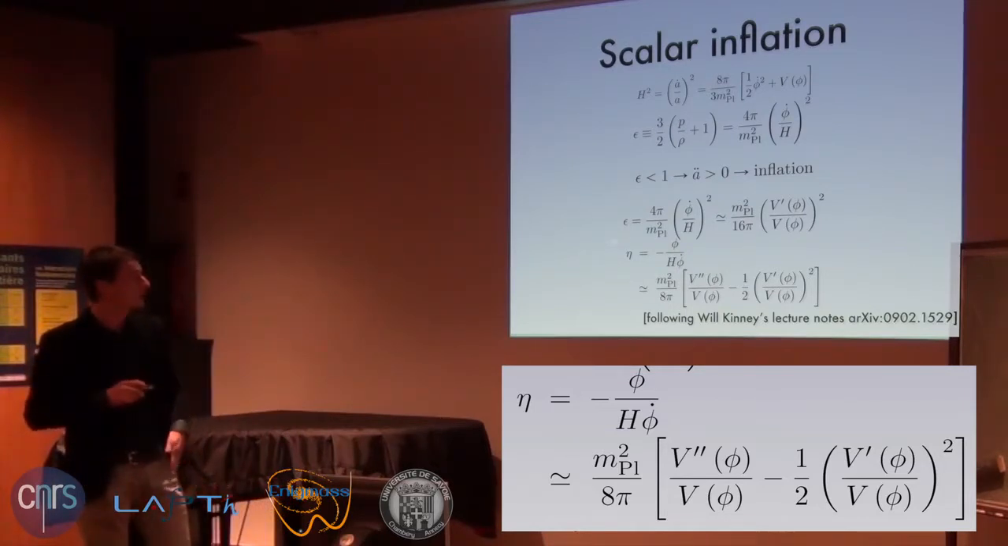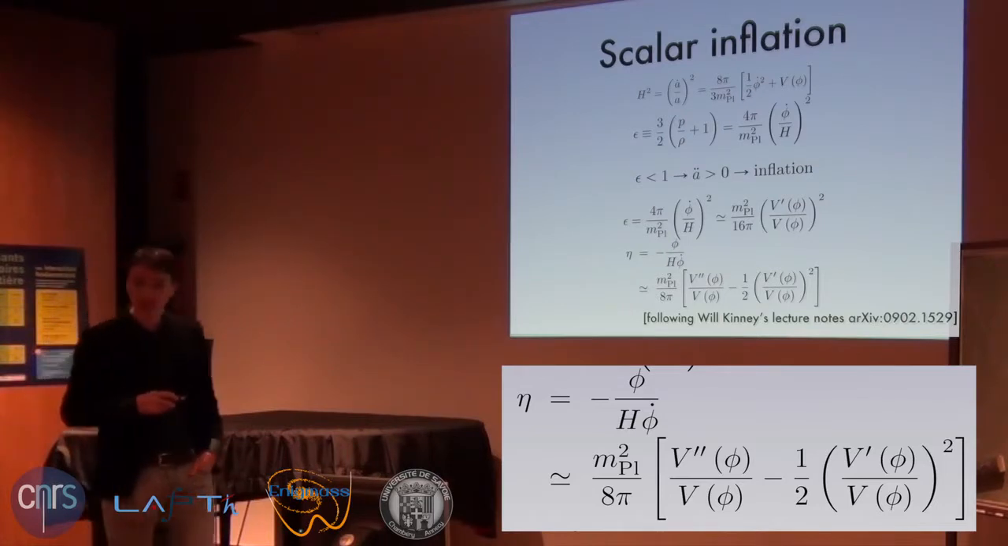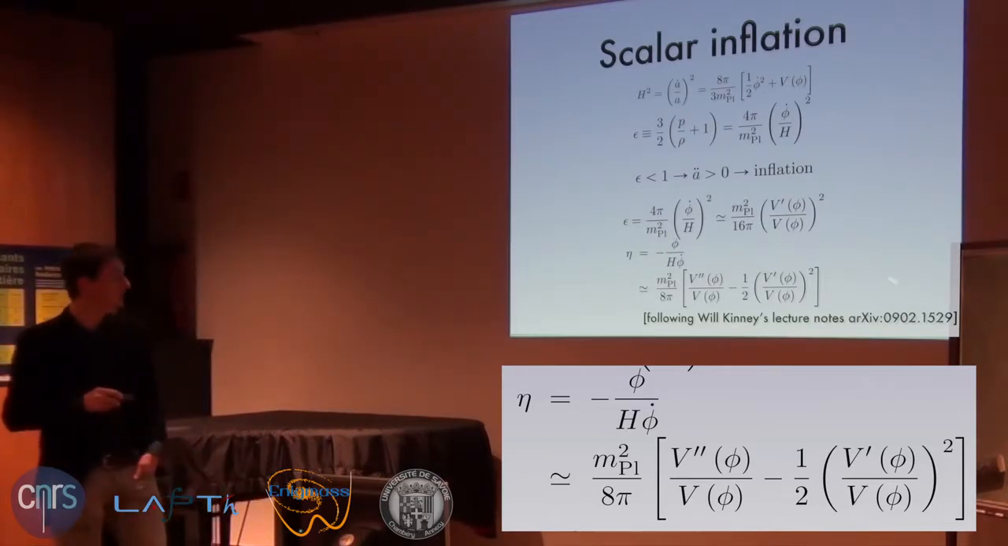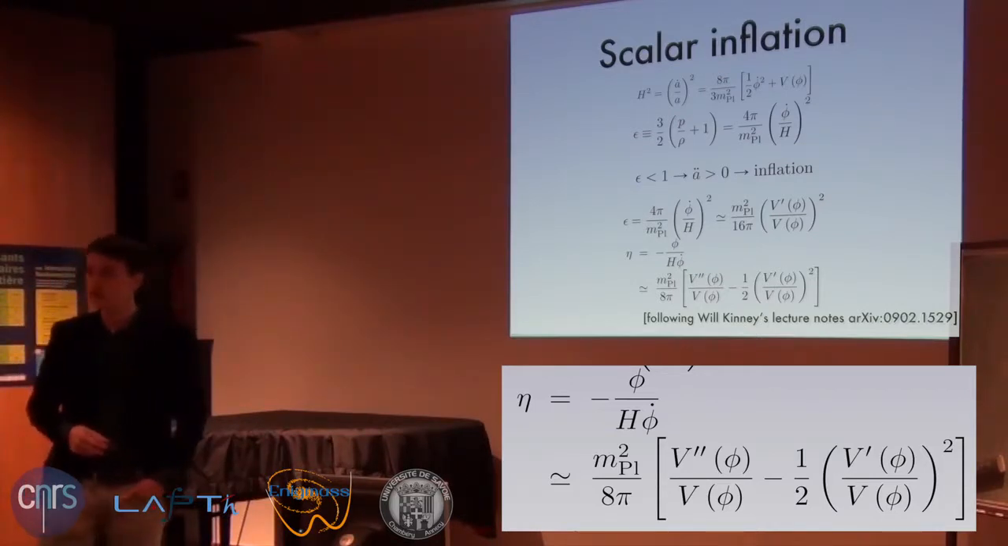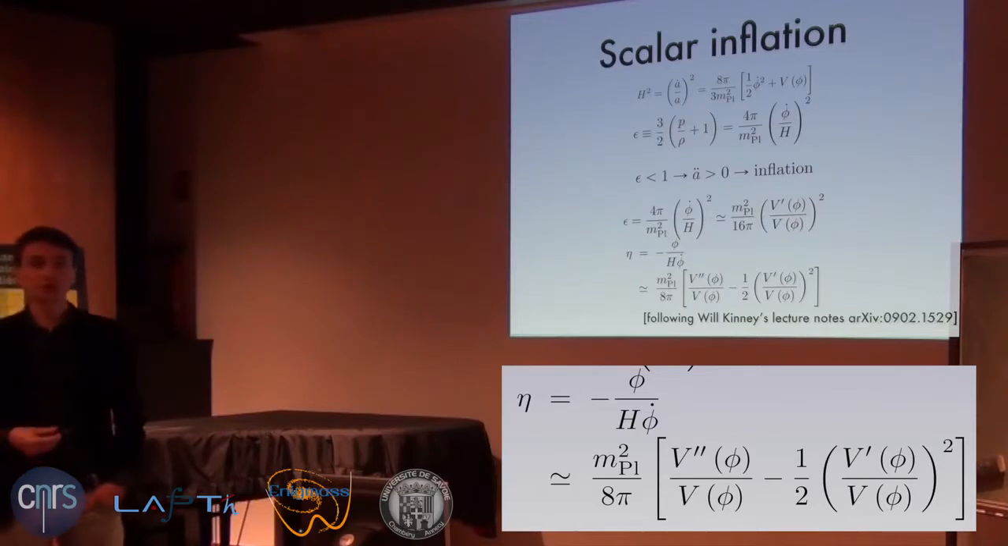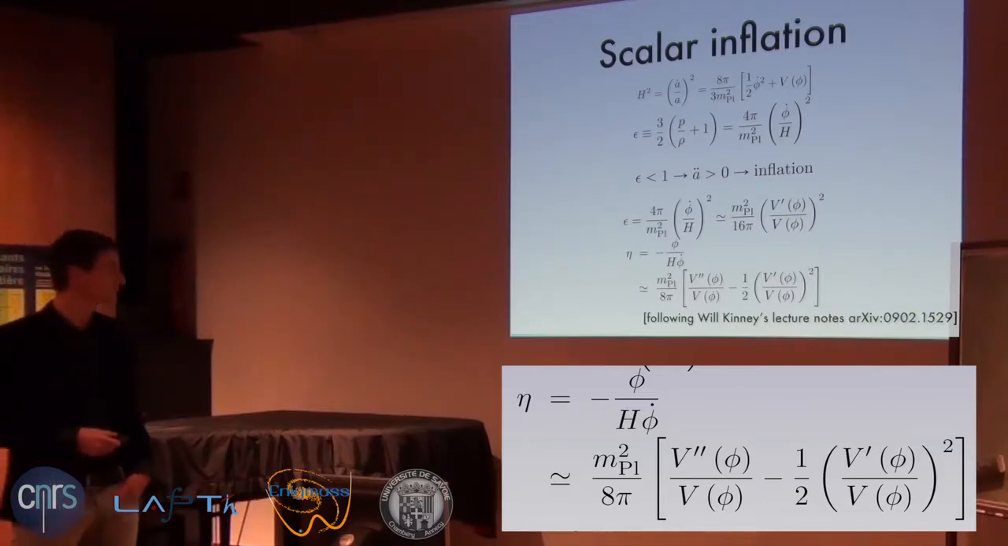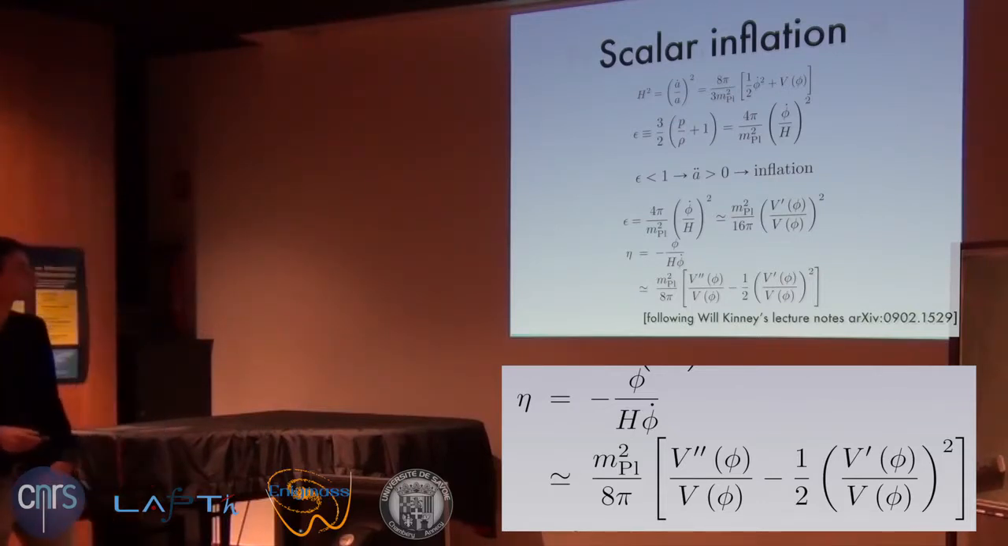So the only condition on epsilon is that it's less than -1 to get accelerated expansion. But if epsilon is much less than -1 and eta is also, the absolute value of eta, because eta can be positive and negative, the absolute value of eta is also much less than -1, then you're actually in a regime that is called slow roll inflation, which is a convenient regime because there you can use perturbation theory and expand all your equations and get an analytical result for the perturbation equations and for the evolution of the scalar field.